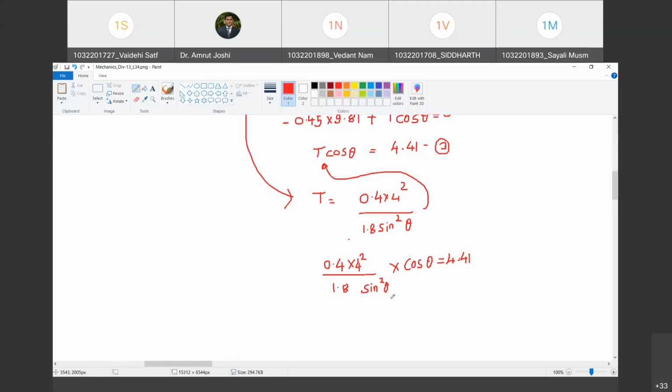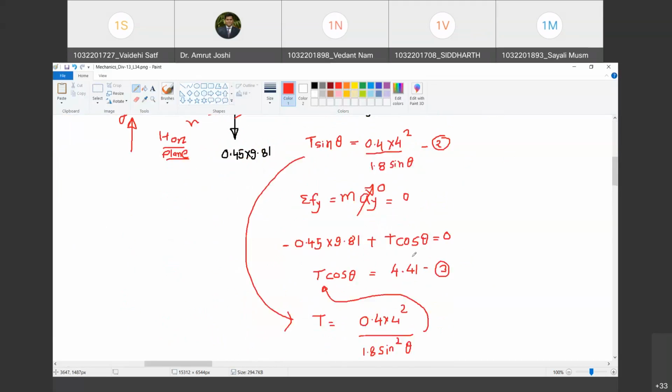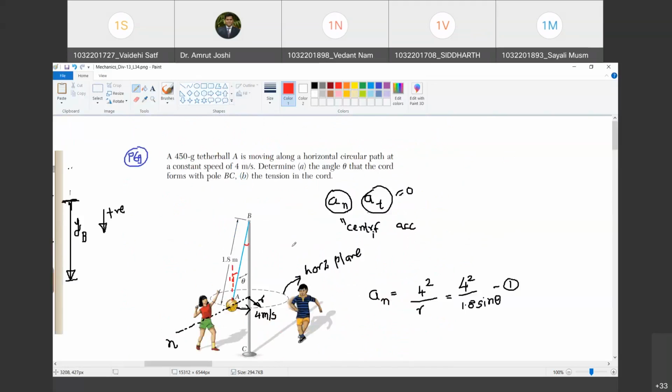Okay, let's do one thing. I think you have a lecture now. So let me solve it and I will share the solution. Once I solve this, I will share the solution on the classroom. But this is the last step. We need to solve for theta and T. Are you with me? Yes, sir.